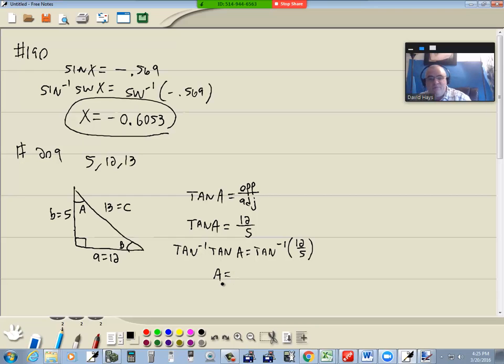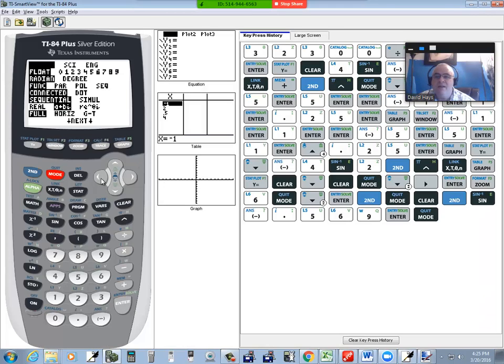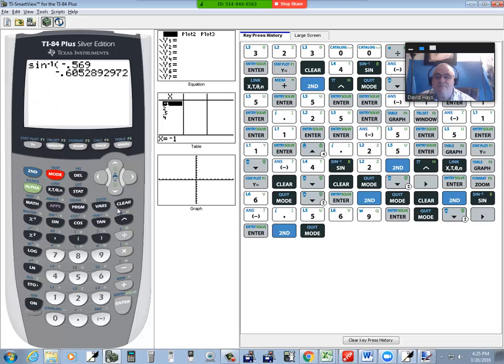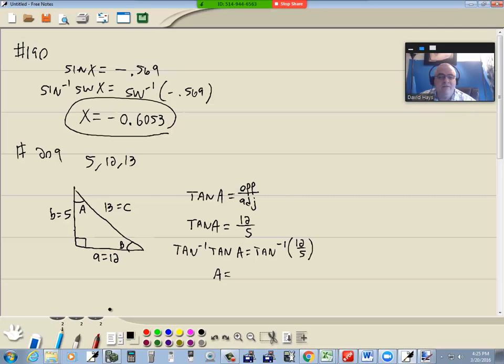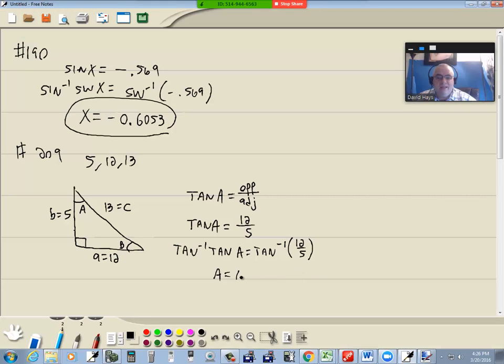Now, it said that we have to be in degrees, so back in my calculator, I'm going to go to mode, and I'll choose degrees, exit out, and then I'm going to do second tangent for inverse tangent of 12/5. And that's 67.38.